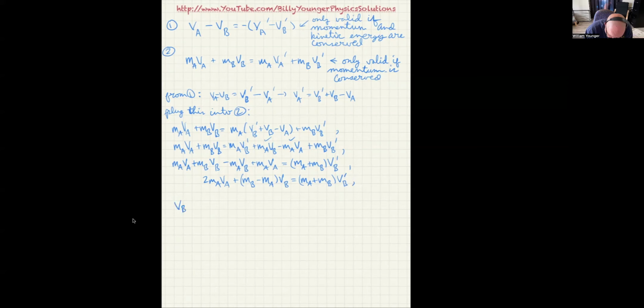In fact, VB prime is specifically equal to 2 MA over MA plus MB. I didn't need to make that fraction bar quite that long, but that's okay.